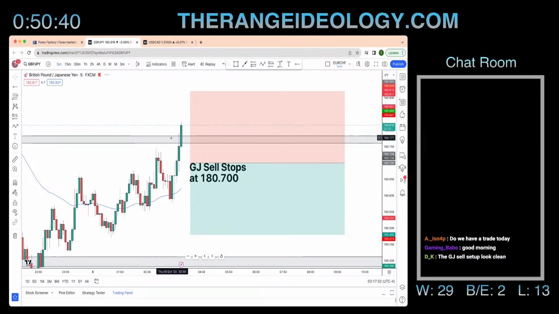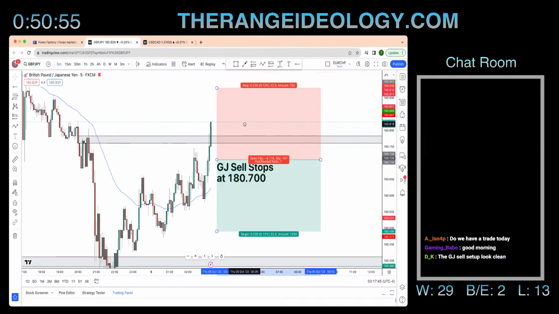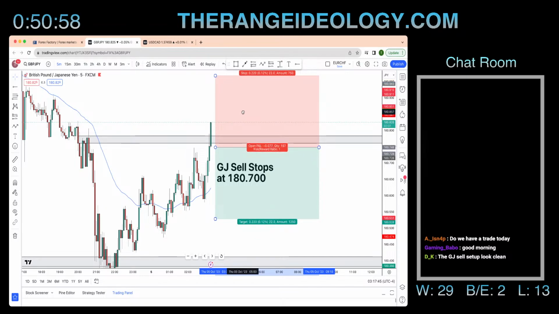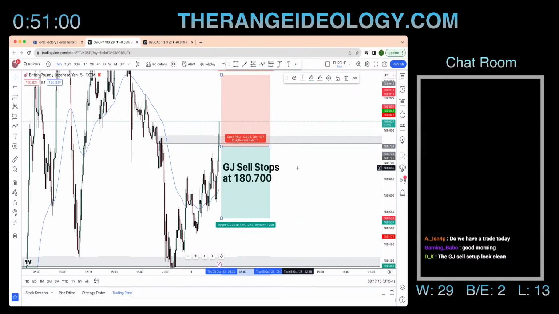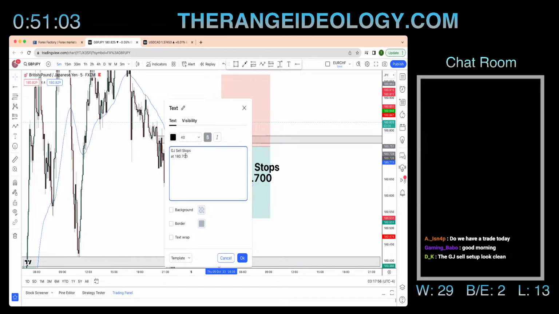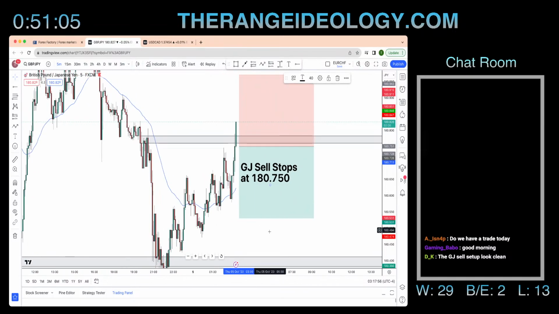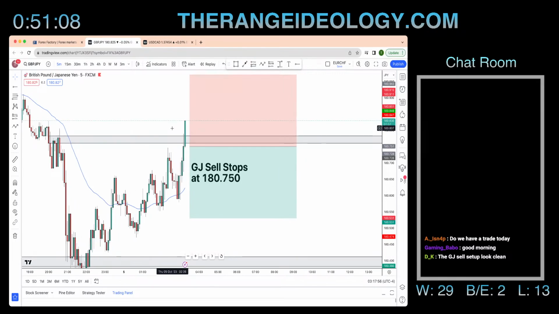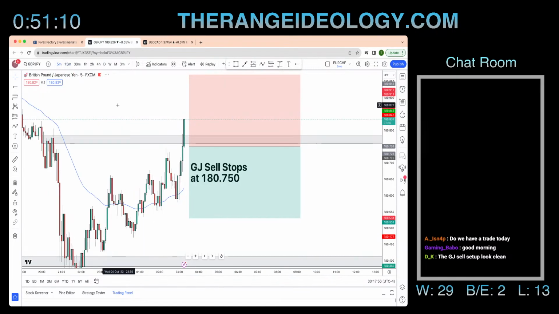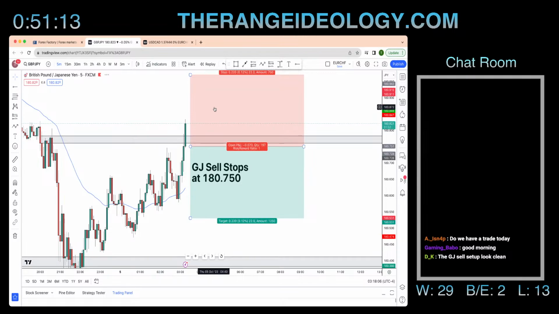So do I want to adjust my sell stops here? 750 here. Okay, I'm gonna do that, guys. I'm gonna adjust my sell stops at 750. So now I'm gonna see if it does reject. You know, it'll push down here. 750.